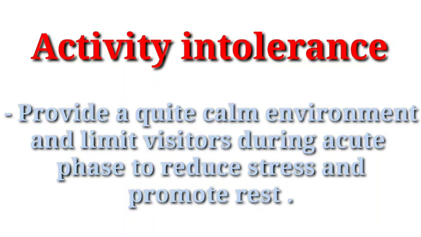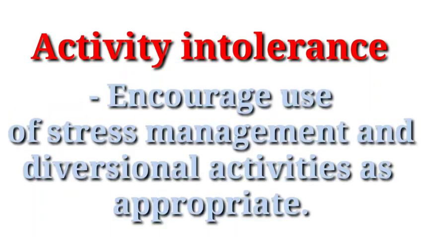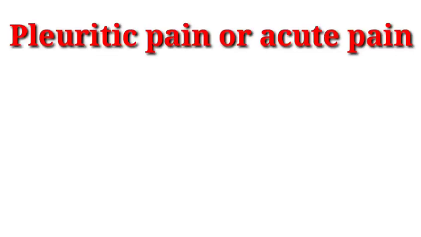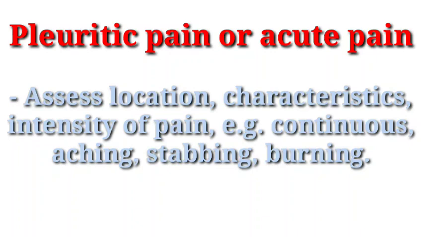Provide a quiet, calm environment and limit visitors during acute phase to reduce stress and promote rest. Encourage use of stress management and diversional activities as appropriate. Encourage a nutritional diet to provide enough energy. Then nursing intervention for pleuritic pain or acute pain. Assess location, characteristics, intensity of pain.